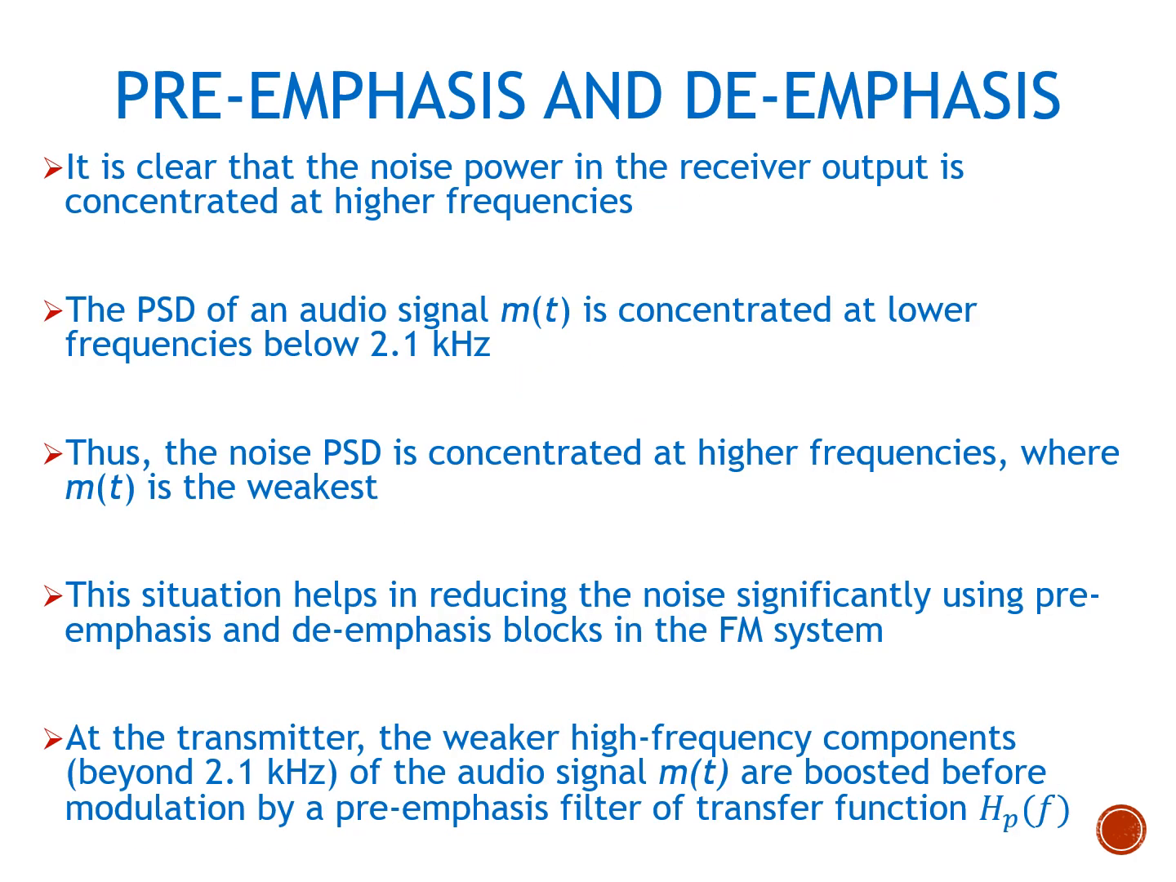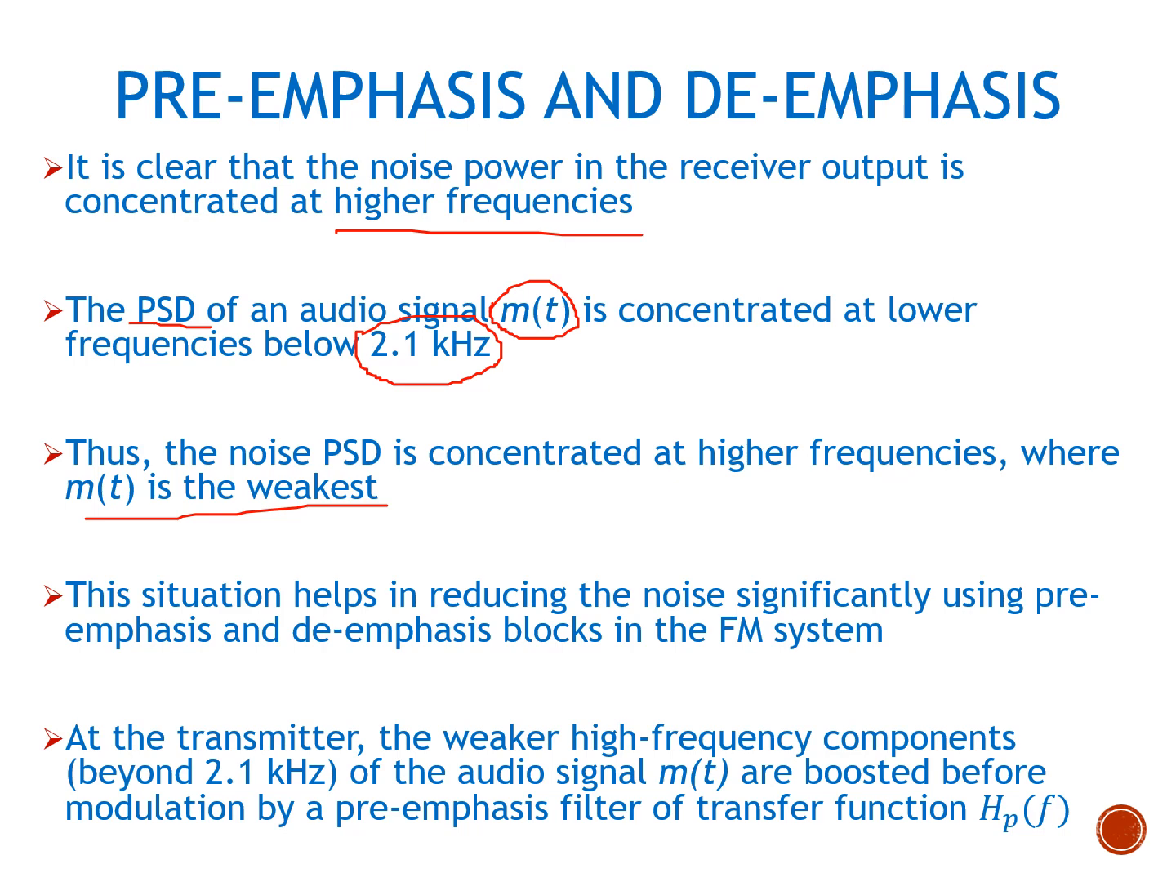As we saw, the noise power in the receiver output is concentrated at high frequencies. This is clear from what we saw in the previous discussion. The power spectral density of an audio signal m(t), the audio signal we are going to transmit, is generally concentrated in the low frequency region, below 2.1 kilohertz. So the noise PSD is concentrated at high frequencies where m(t) is weakest. This is what we observed from the previous plots.